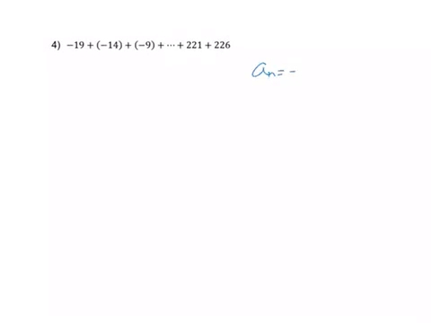My last one. Again, I'm going to start by finding my formula. So a sub n equals the first term, negative 19, plus n minus 1 times the difference, that is 5. So I'm going to simplify that equation: negative 19 plus 5n minus 5. So 5n minus 24 is my equation.